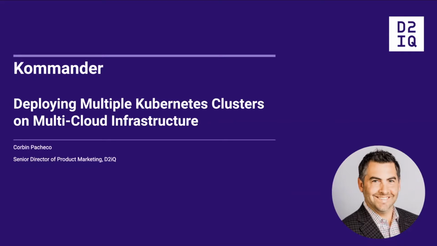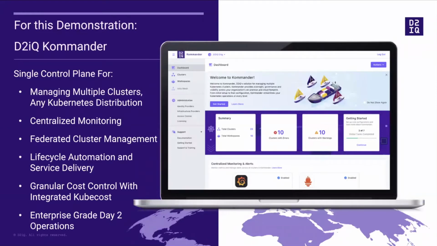In this video, I'm going to deploy multiple Kubernetes clusters on multi-cloud infrastructure. Most organizations will have some form of hybrid infrastructure, and for simplicity, I will be using AWS and Azure. To do this, I will leverage D2IQ Commander, which gives me a single control plane for managing multiple clusters.